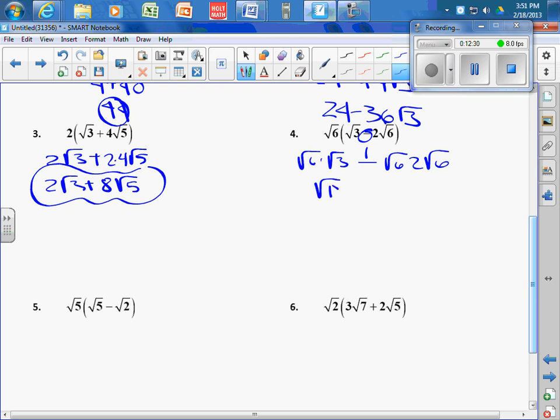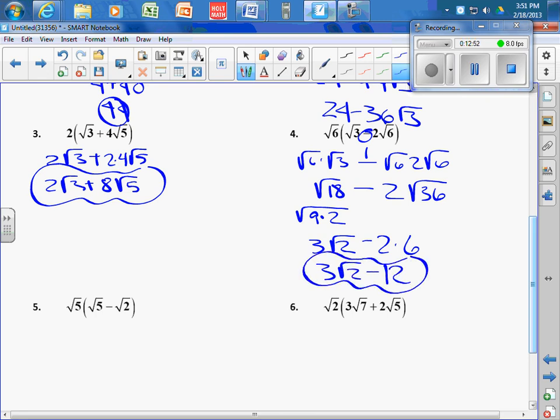Radical 18. Minus 2 is on the outside, radical 36 on the inside. Radical 18, going to be taking 9 times 2, so the square root of 9 is 3. You have a radical 2 left over. Minus 2 times 6. 3 radical 2 minus 12. Final answer.